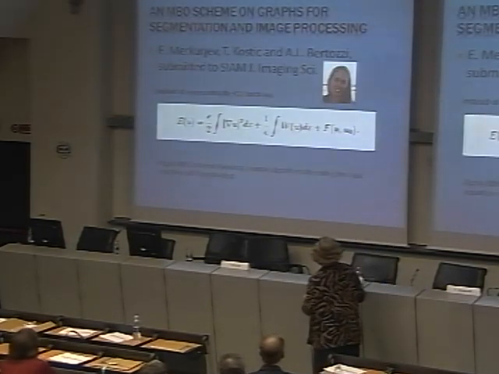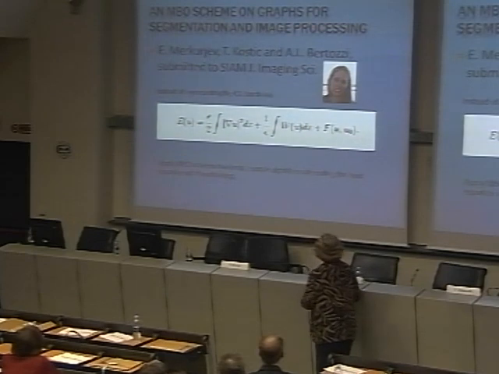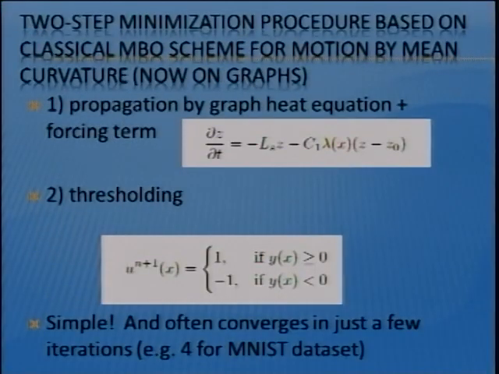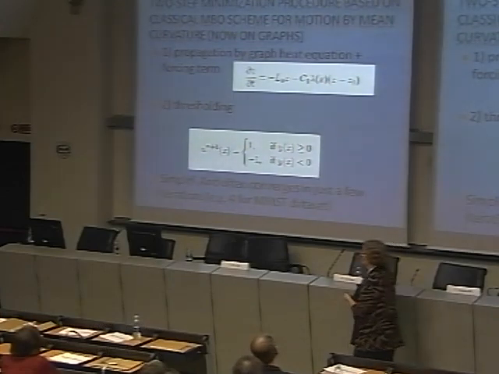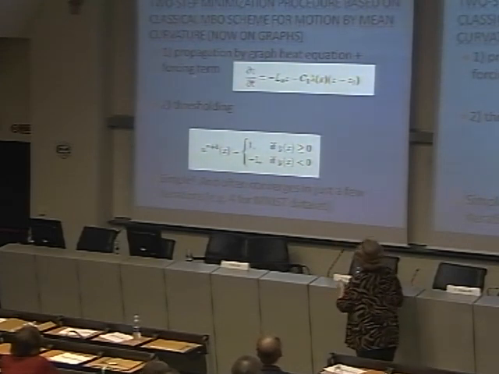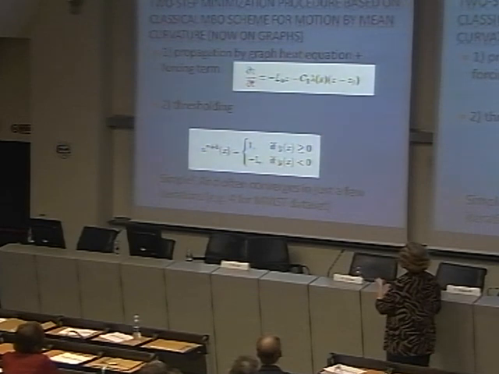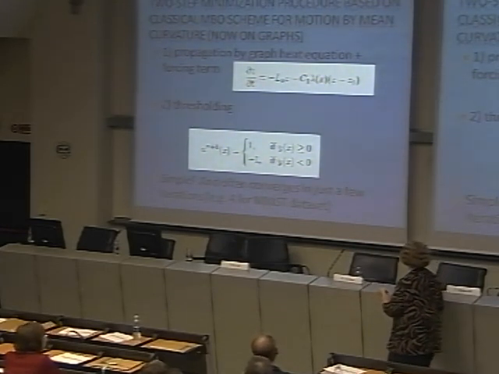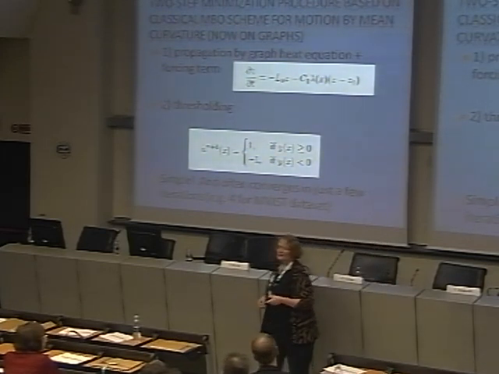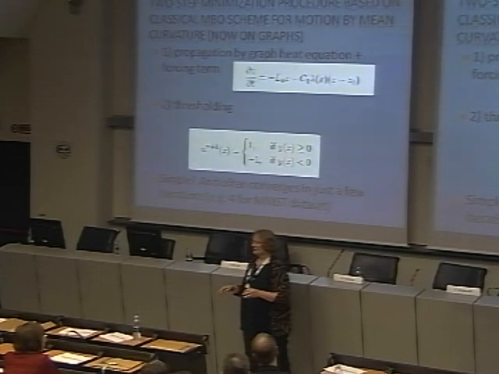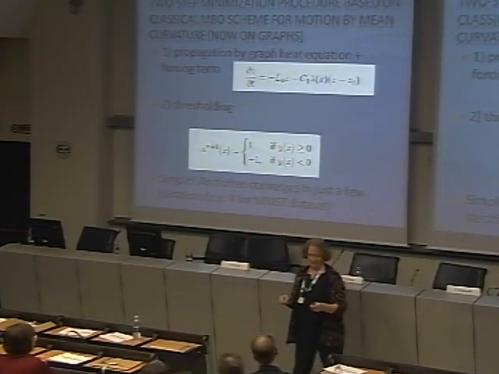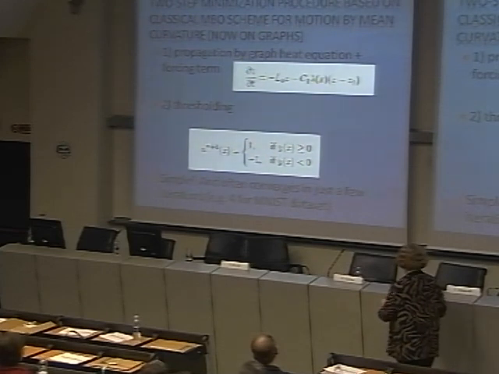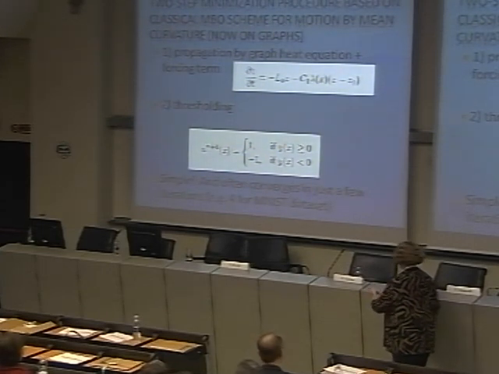Okay, so I have more slides than I'm going to have time for. So I'll just tell you that we can use the same idea for in-painting, and we can speed it up by about a factor of 5 using the MBO scheme, the thresholding heat equation scheme. So what you can do is propagate a graph version of the heat equation, and then you can threshold. This is very simple, and it basically can converge sometimes in just a few iterations. For example, there's a machine learning data set called MNIST. It's handwritten digit recognition, like your post office would use to read handwritten envelopes. And we only need 4 iterations of this for the MNIST data set to get convergence.